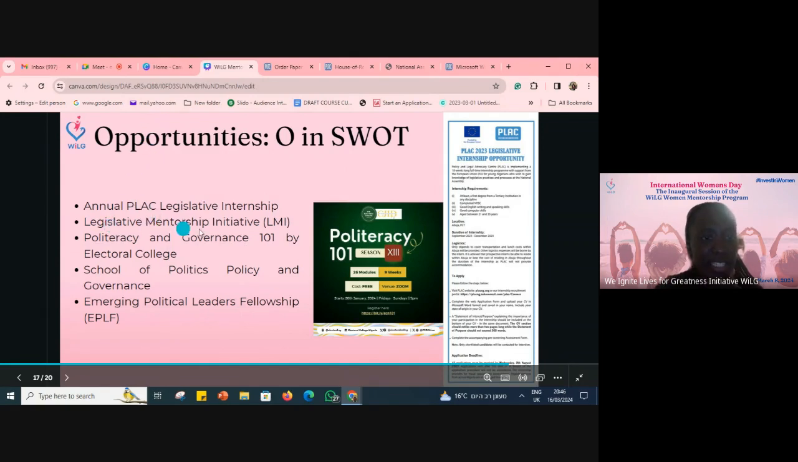Then there's the Legislative Mentorship Initiative, the LMI, which I've been a part of. LMI usually comes out at the end of the year. I think PLAC comes out in August, either August or September, the applications come out. And I think the legislative mentorship is around that time. But since we're part of a community, whenever I see the applications for this, I would definitely share it on the group.